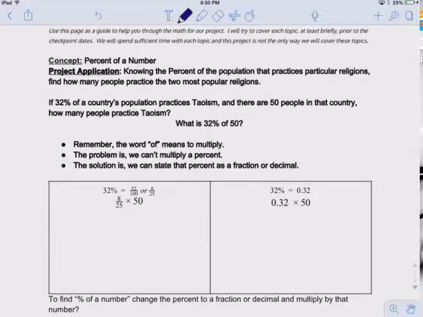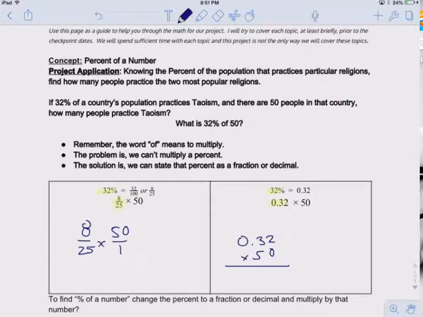So therefore, we're going to restate our percent as a fraction, or we restate it as a decimal. And the word of means to multiply, and then times 50. It is a matter of personal preference. Would you rather multiply 8/25 times 50 over 1? Would you rather multiply 0.32 times 50?